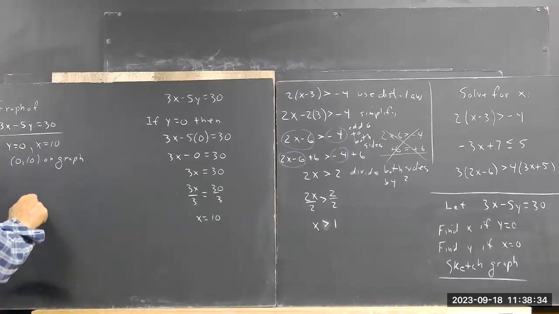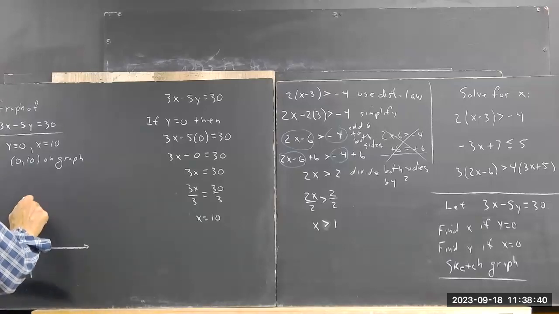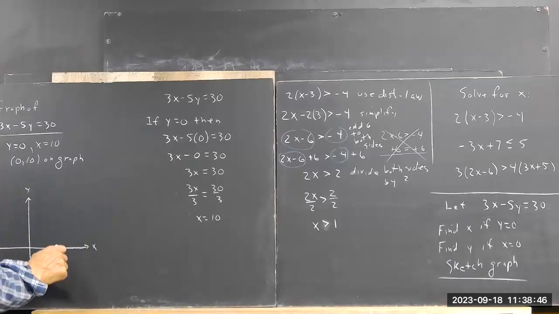on the graph. Down here, I'm going to draw my graph. Here's x. Here's y. We have the point (0, 10) on the graph. We can just pick a point on the y-axis and call it (0, 10).